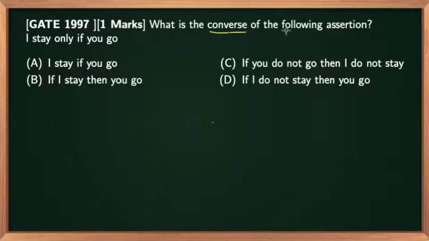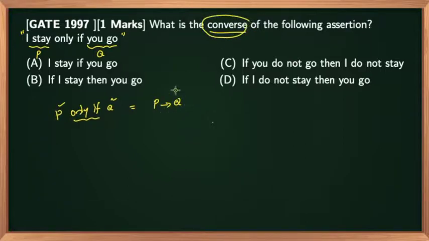What is the converse of the following assertion? I stay only if you go. Let's assume "I stay" is the proposition representing P and "you go" is the proposition representing Q. So we have P only if Q, and we know that should be equal to P implies Q. Now we had to find the converse of the sentence. The converse of P implies Q is Q implies P. So this is the converse statement. That means if Q, then P is the converse.